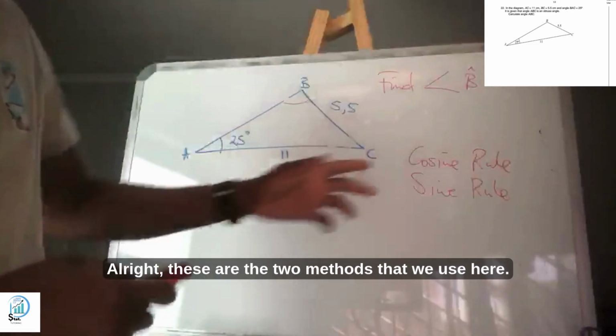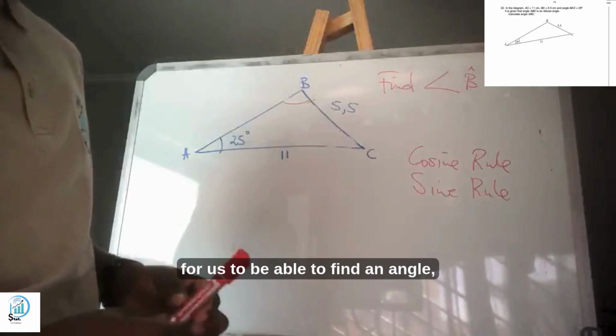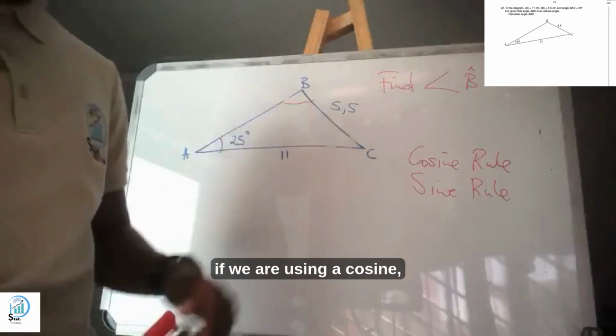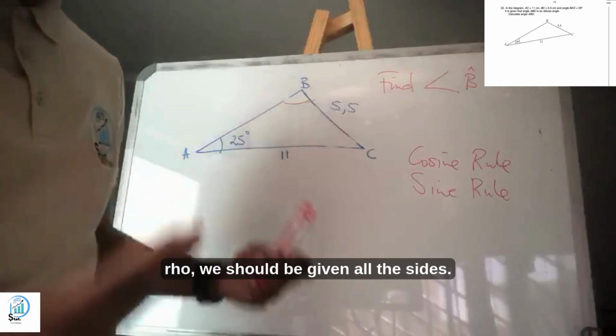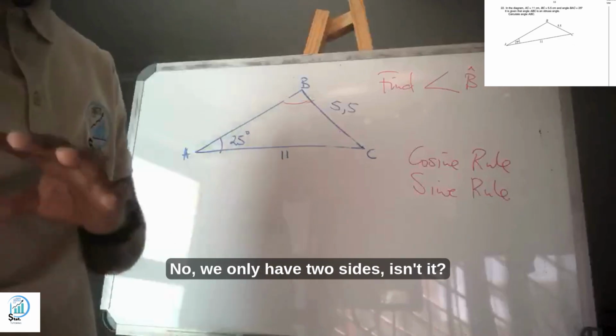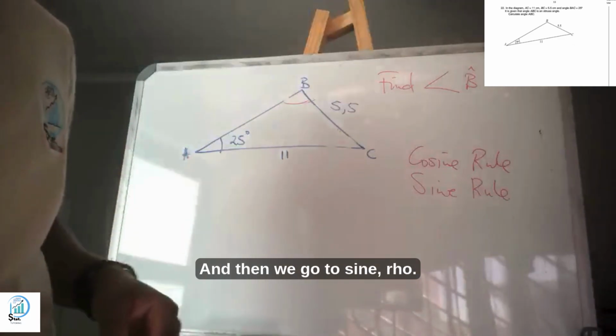All right, these are the two methods that we use here, but first you have to ask yourself, for us to be able to find an angle, if we are using a cosine rule, we should be given all the sides. But are we given the sides here? No, we only have two sides, isn't it? And then we go to sine rule.